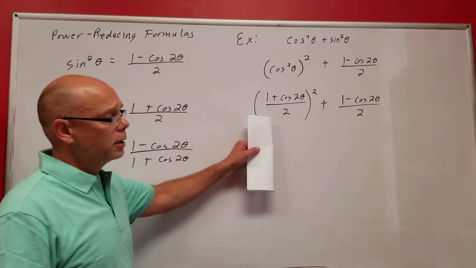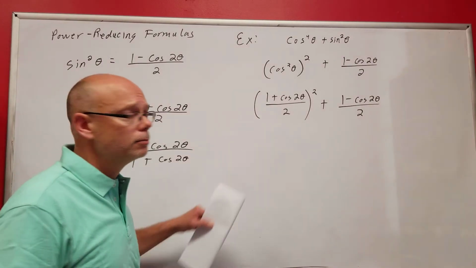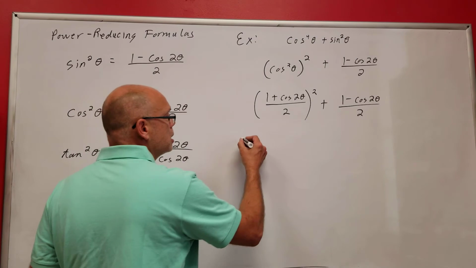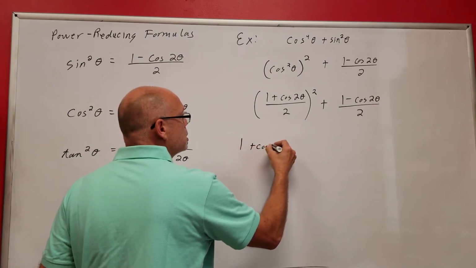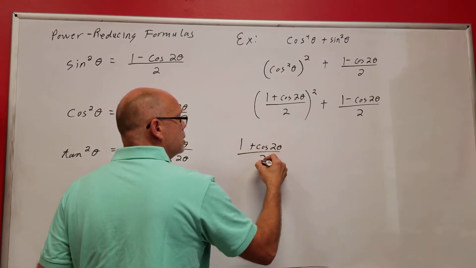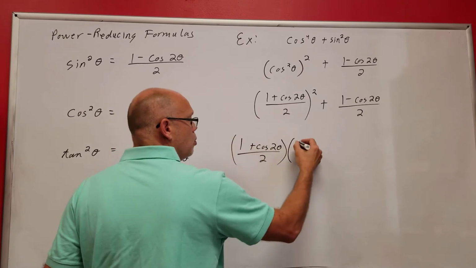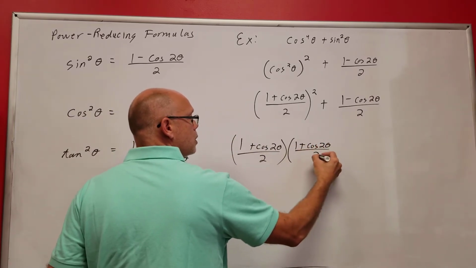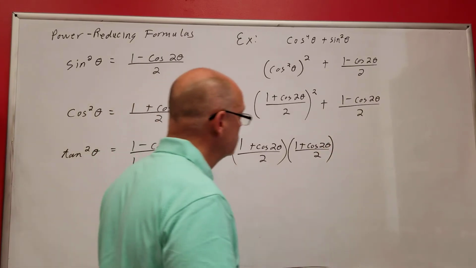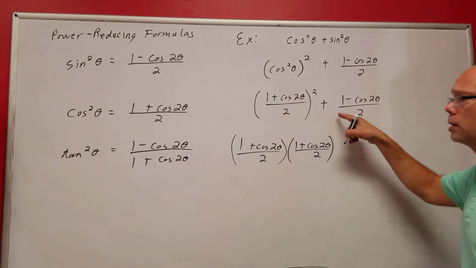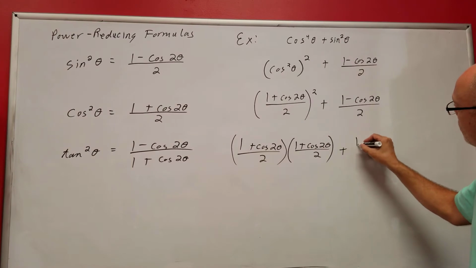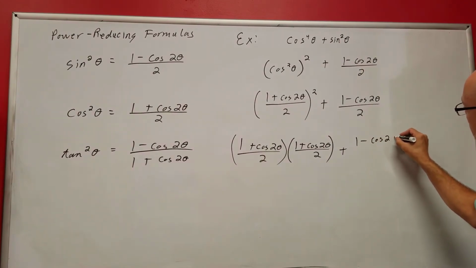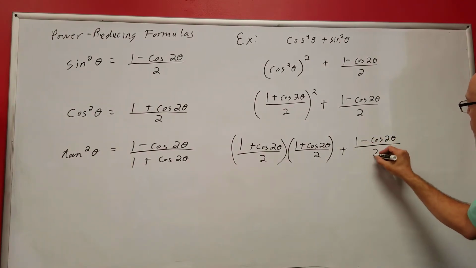How do we square something? We multiply it by itself, right? So could I say this is 1 plus cosine of 2 theta over 2 multiplied by 1 plus cosine of 2 theta over 2? Sure could. Now let's just bring this stuff down. Plus 1 minus cosine of 2 theta over 2.